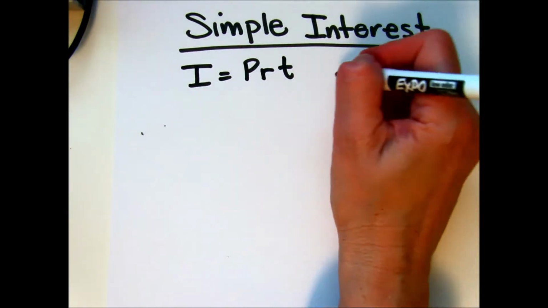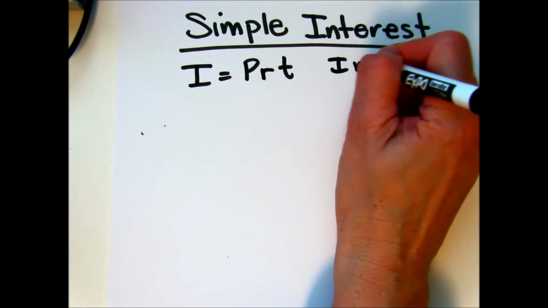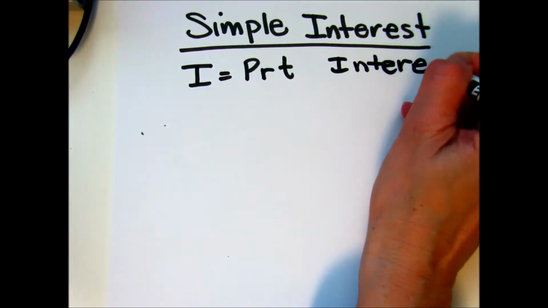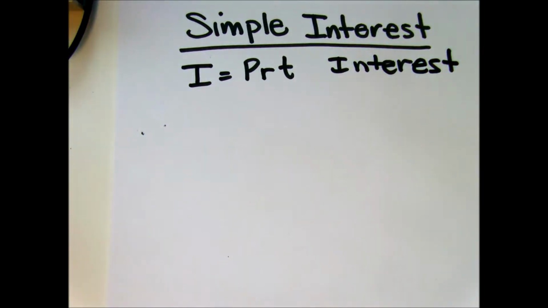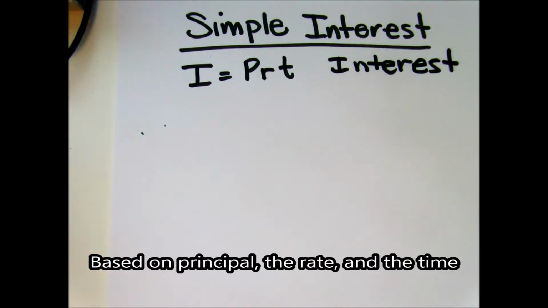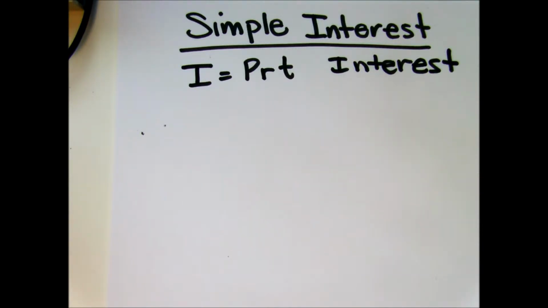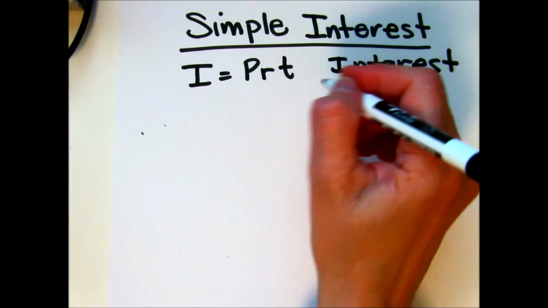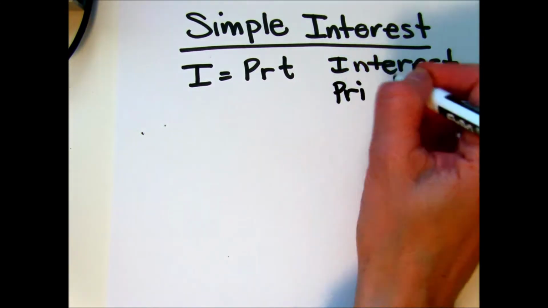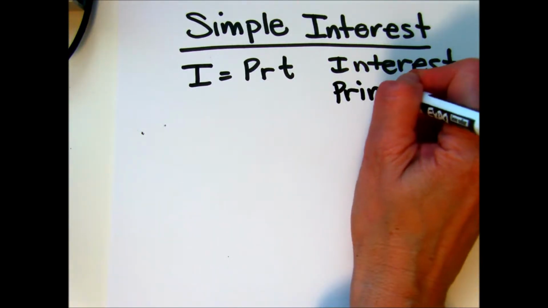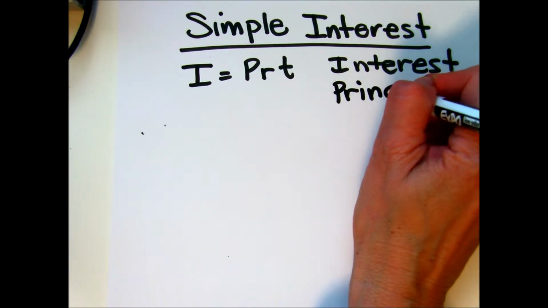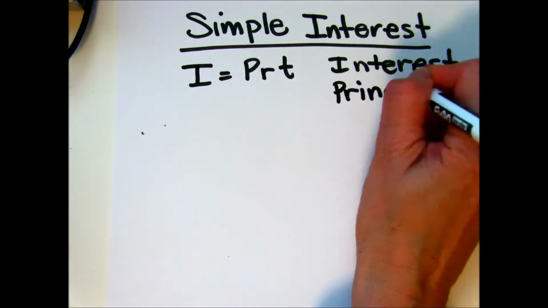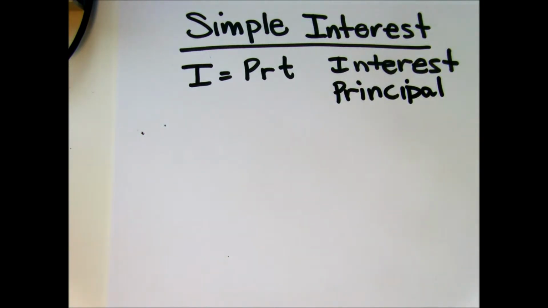So the I represents the interest. That's the amount that you earn based off of the rate and the time. You either earn it or it's the amount that you owe in addition to what you borrowed. The P is going to stand for the principal amount. The principal is the starting amount. It could be the amount that you put into your savings account, or it could be the amount that you borrow from a bank.